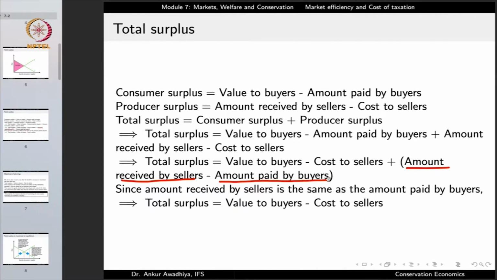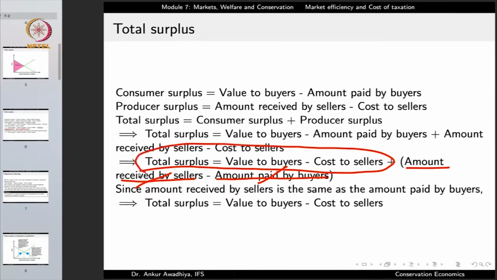So, we are subtracting price from price. The amount received by the sellers is the same as the amount paid by the buyers. So, we can cancel out both of these. We can cancel this and we can cancel this. And so in that case, the total surplus becomes the value to the buyers minus the cost to the sellers. So this is the total surplus, value to the buyers minus cost to the sellers.